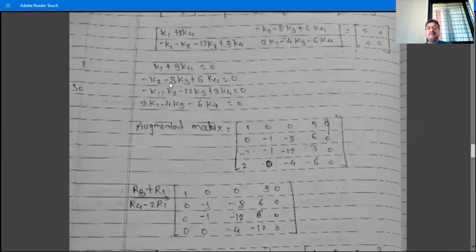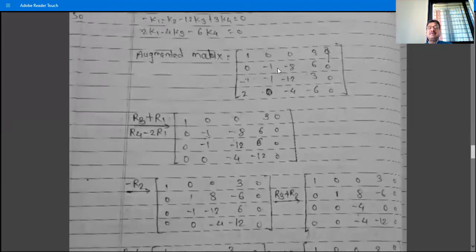Then the coefficient of K1 is 0, K2 is -1, K3 is -8, 6, 0. Then the coefficients of K1, K2, K3, K4 in the last row. And then we have to reduce this matrix to echelon form. So we have to reduce this element to 1. It is already 1. So we have to reduce all the elements below it to 0.